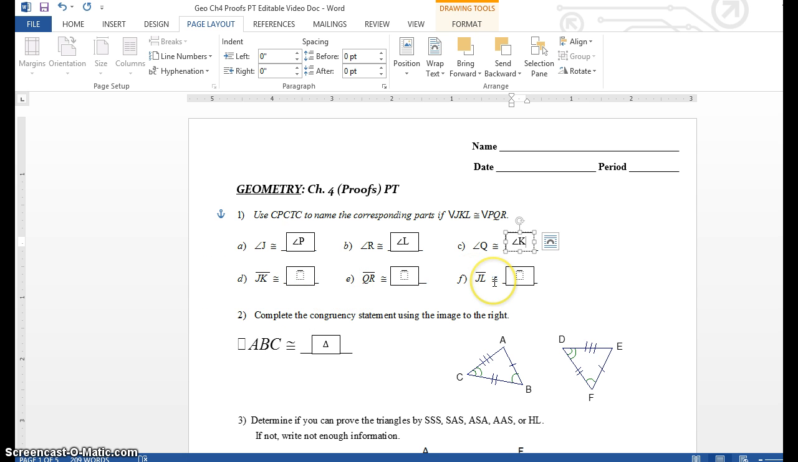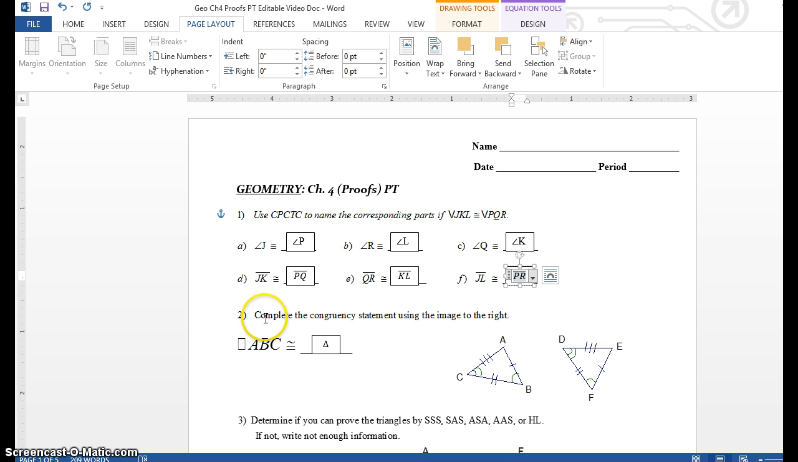For D, E, and F, you're looking at two letters in the same position. So if we look at JK, it would be PQ. Looking at QR, we see that they're the last two on this one, so we're looking at KL on the first triangle. And JL is the first and third position, so we want to say P and R, segment PR. Make sure they're named in that same order too. You want to follow their path.